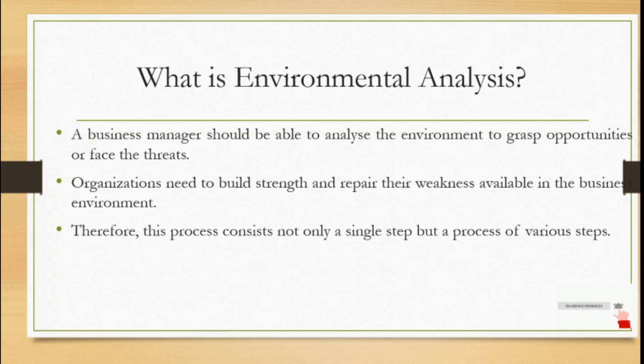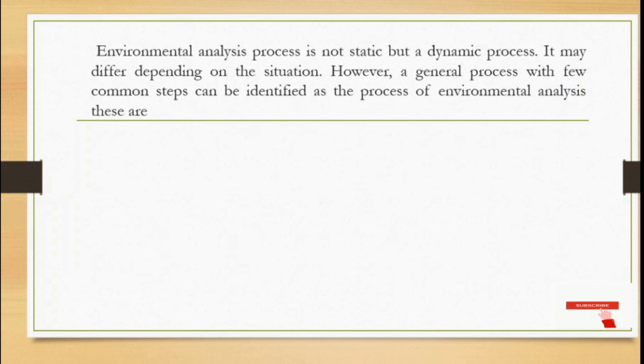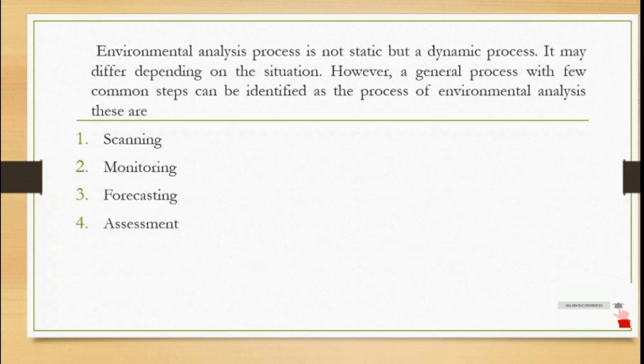Therefore, the process consists not of a single step but of various steps. Environmental analysis comprises mainly four types of steps: scanning, monitoring, analyzing and forecasting of the business situations, and finally the assessment of the business situations. Environmental analysis is not static but a dynamic process and may differ depending on the situation. However, a general process with a few common steps can be identified, which are as follows. First is scanning, second is monitoring, third is forecasting, fourth is assessment. We are going to discuss them one by one.